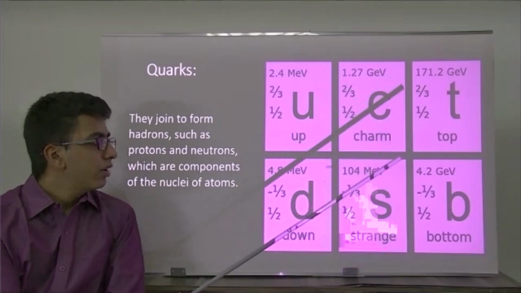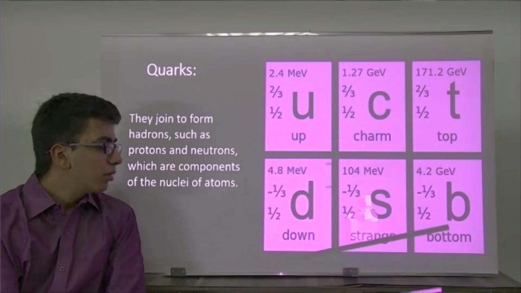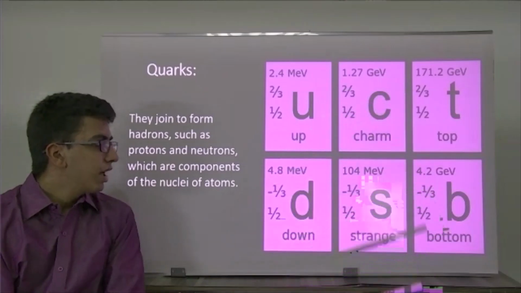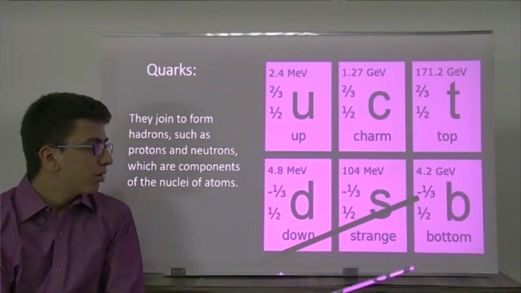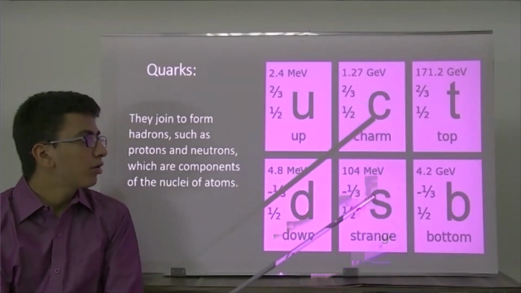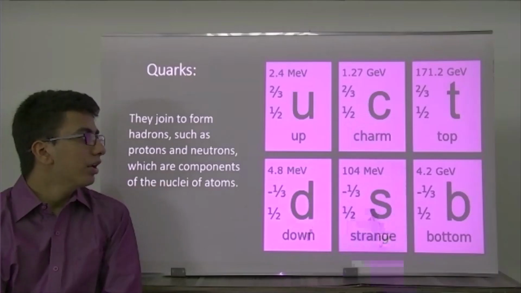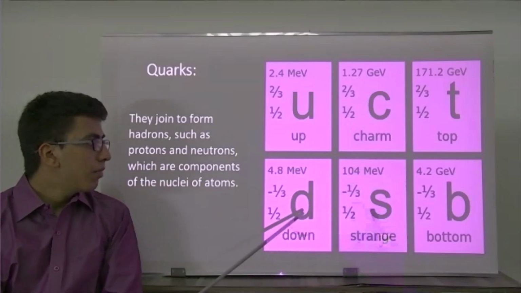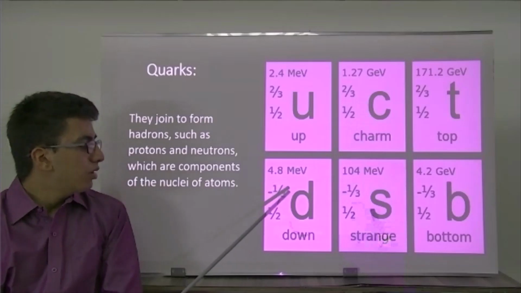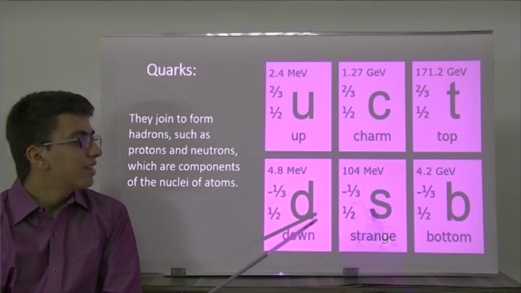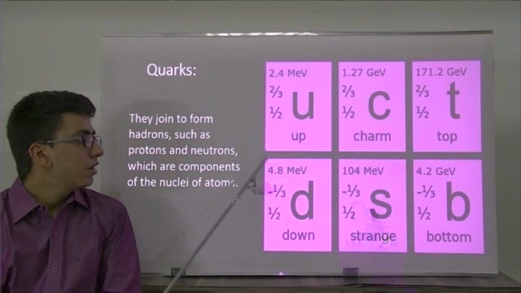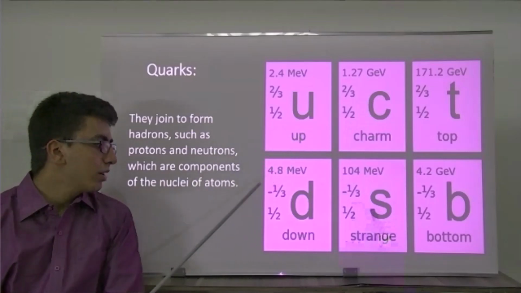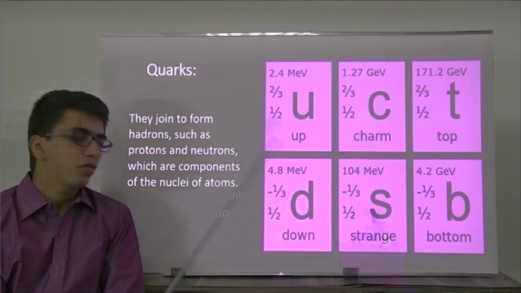And if we look at the third generation, the top and the bottom, then they both also have spin of 1/2, and the charge of the bottom is -1/3, and the charge of the top is 2/3. So in summary, we can say that the mass of the bottom particles is generally less, except for the first generation, and the charges of the top particles are the same, and the charges of the bottom particles are the same, and they all have spin of 1/2.